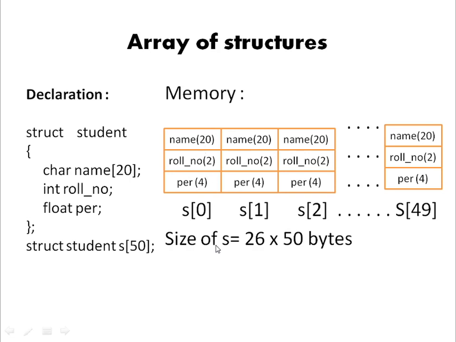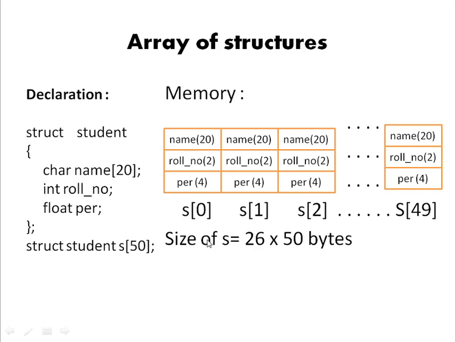Again, a set of the same members will be created with s of 1. Again, the same set of members will be created for s of 2 and so on and so forth till s of 49. So there will be 50 copies of name, 50 copies of roll number, and 50 copies of percentage, and everything will be available with each and every array variable.